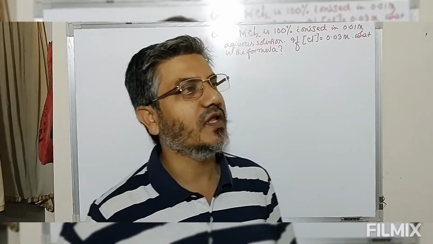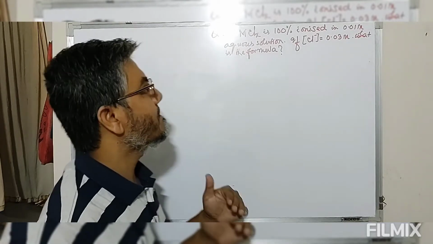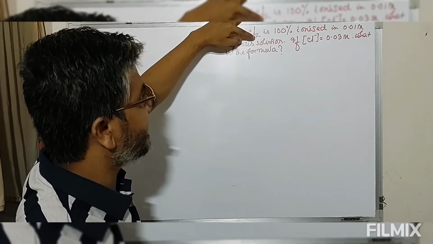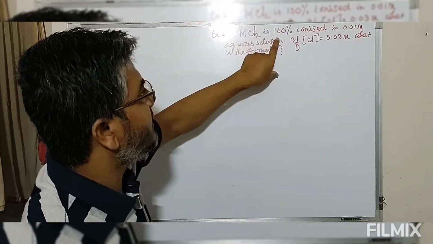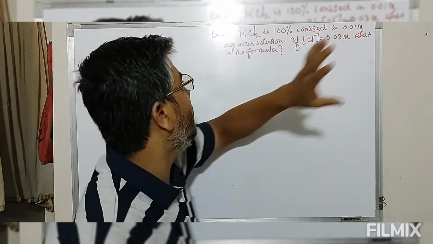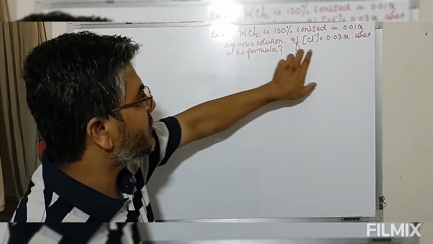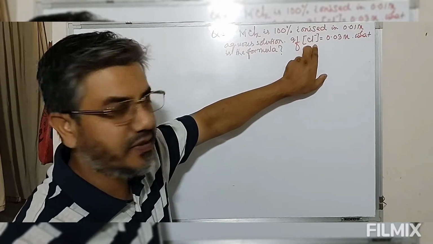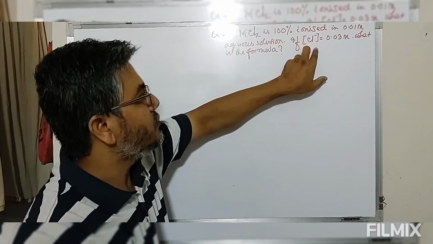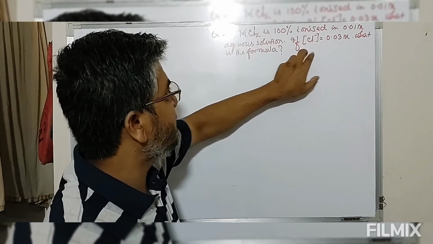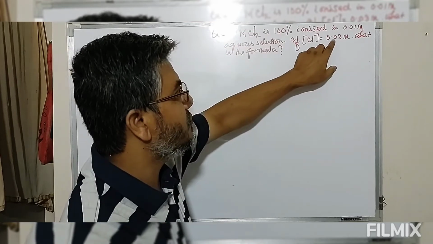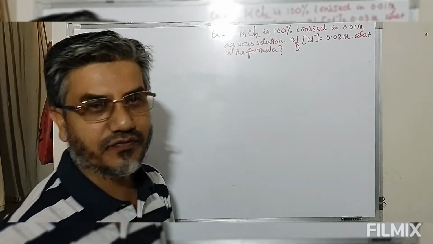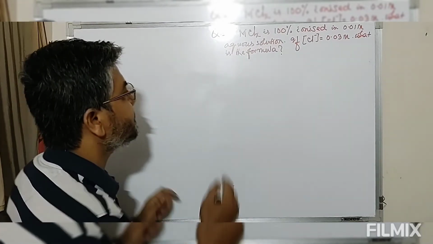So to begin with, we'll start with this problem. The question says a compound MClX, where X is unknown and is to be determined, is 100% ionized in 0.01 molar aqueous solution. The concentration, the one written in square brackets, represents the concentration of Cl minus after dissociation from this MCl6, which is 0.03 molar. What is the formula? That means, what is the value of X?